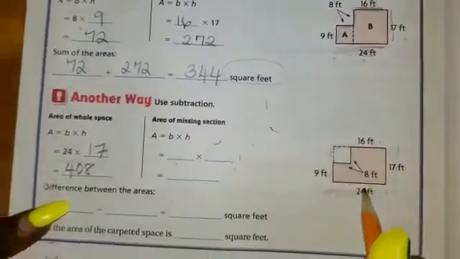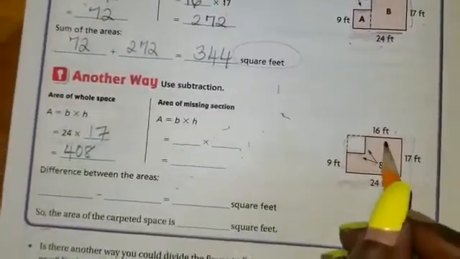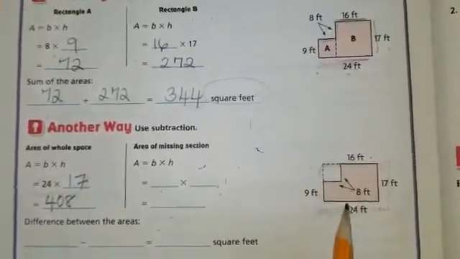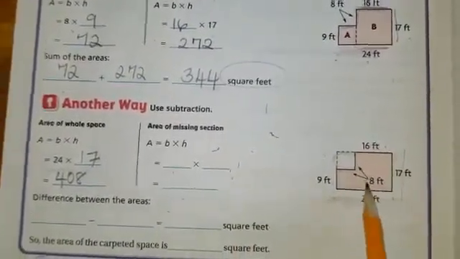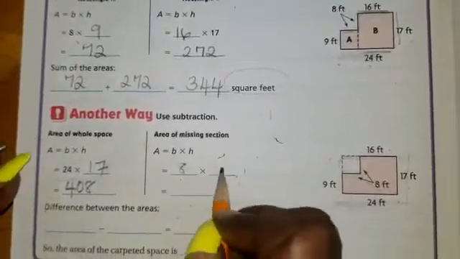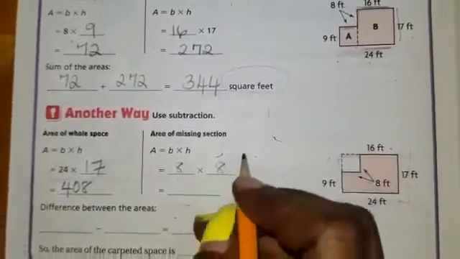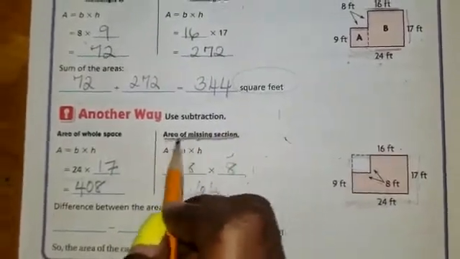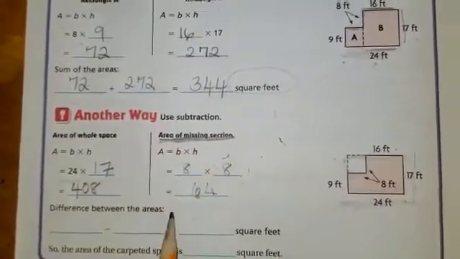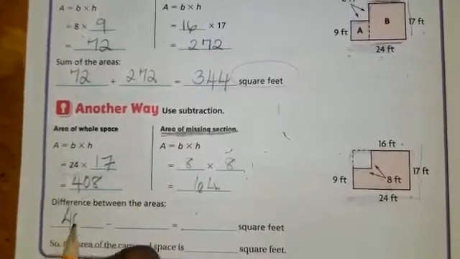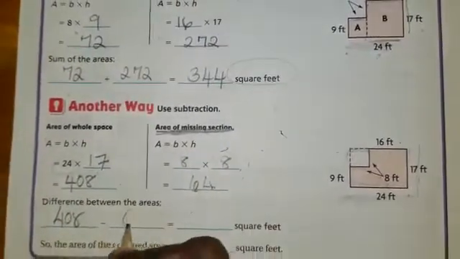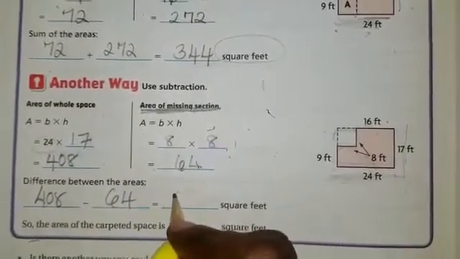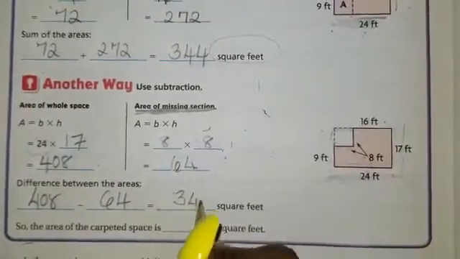But I can tell you this. If I put another 8 on here, do you know it's 24? So it would be the whole thing. But they're giving it to you anyway. So it's 8 times 8. 8 times 8 is 64. This is the missing piece, and this is where we're going to subtract. So now we've got 408 minus the 64. And that is 344.